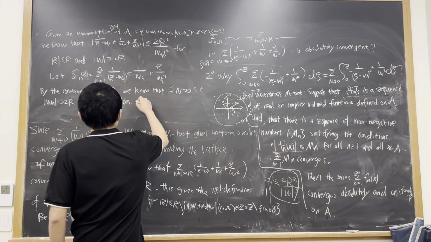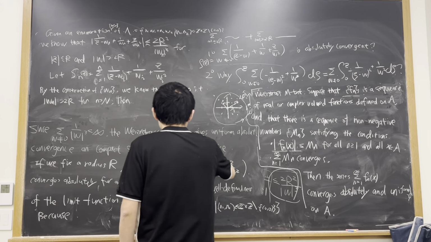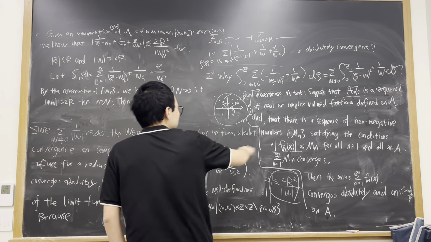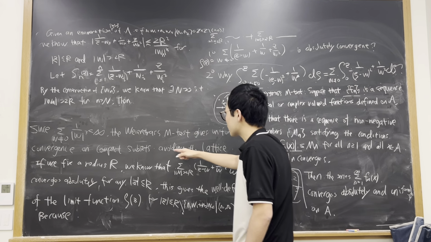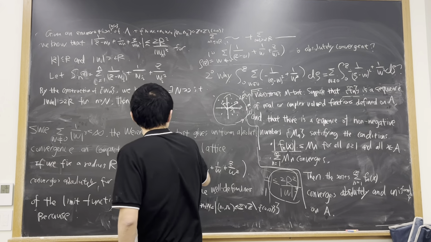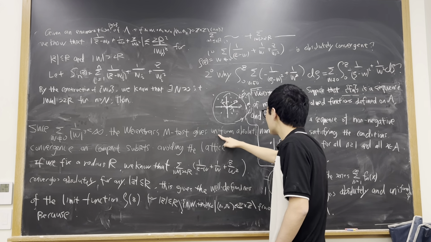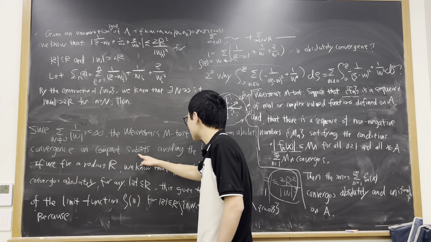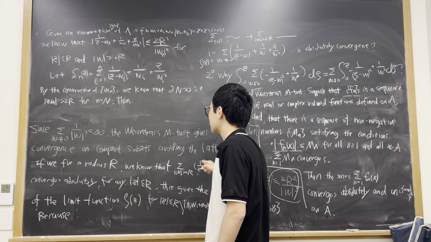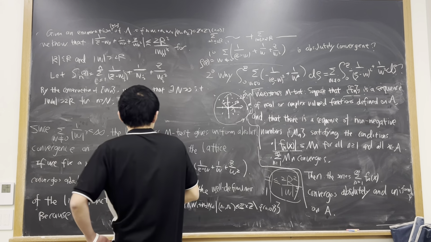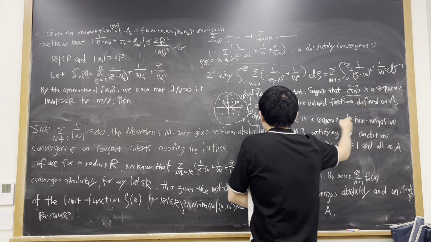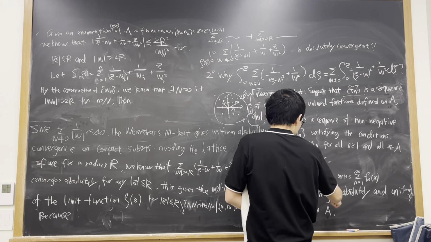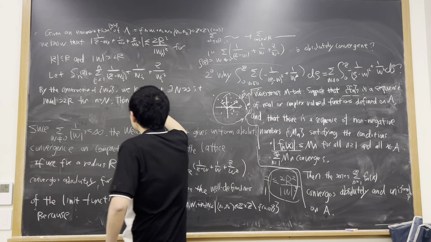Okay, so we fix a compact set, right? Because we want to show that it has a uniform absolute convergence on compact subsets of the lattice complement. Basically, because this Weierstrass M-test requires a set A, right?